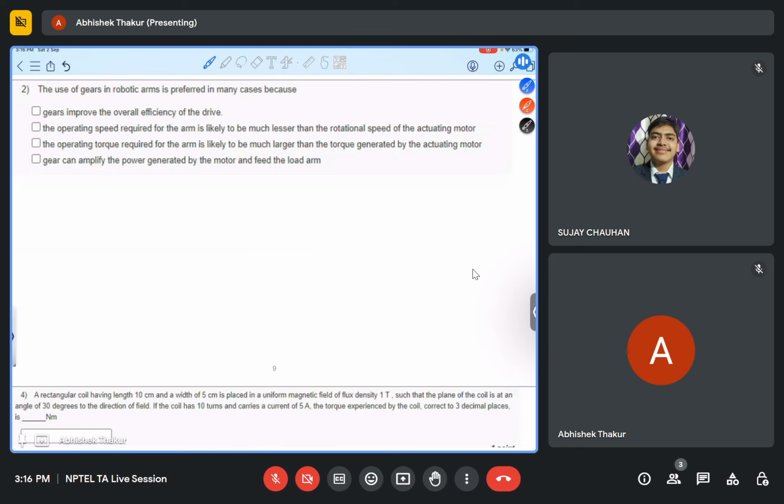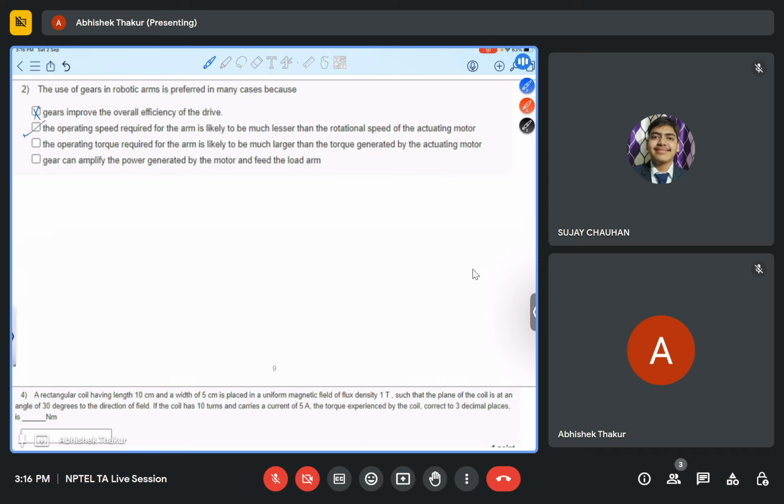The next question: the use of gears in robotic arms is preferred in many cases because gears improve the overall efficiency of the drive. No, this is the wrong option. The operating speed required for the arm is likely to be much lesser than the rotational speed of the actuator motor. Yes, it is correct. Whenever the actuator motor is rotating, the speed should not be equal to that. It should be controlled, and it should be a little lesser than the rotating motor.